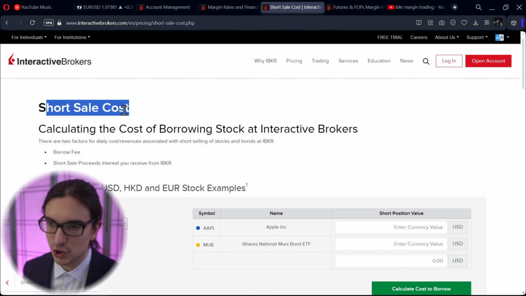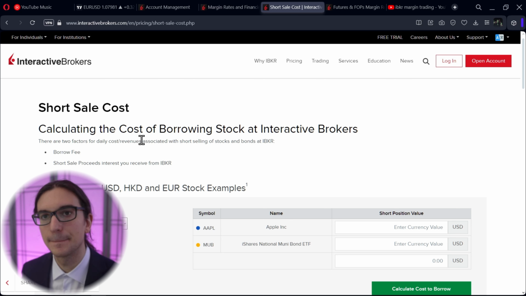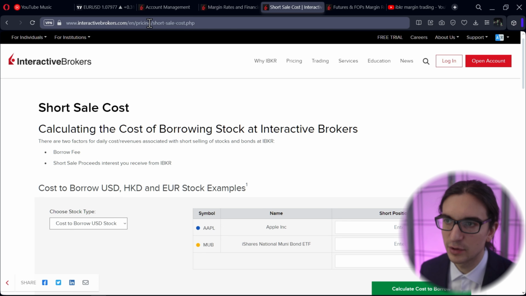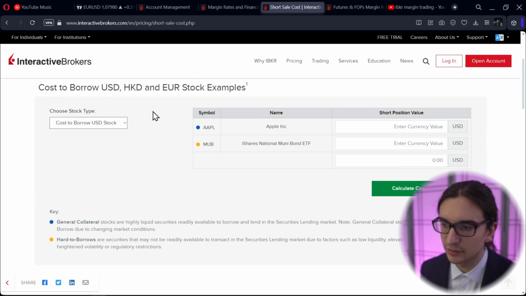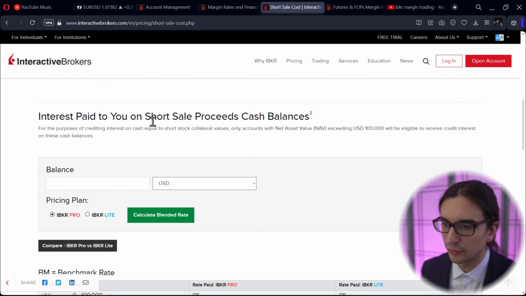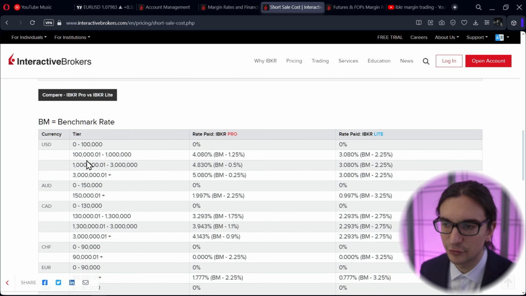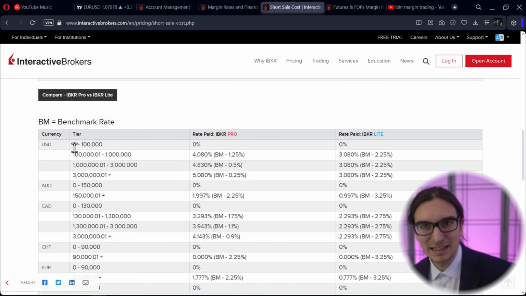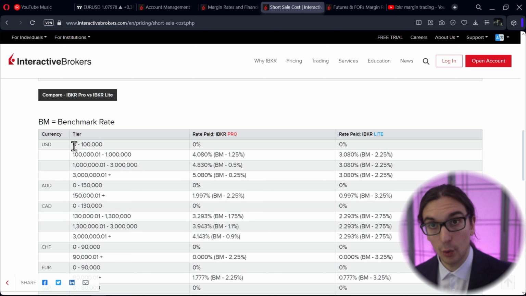However, when you're short the stock, you also get cash from it. And the cash that you get from the short position, you can actually accumulate some interest on that. So you go to this page at interactivebrokers.com, pricing/short-sale-cost, short sale cost, and then you scroll down and then you can basically see the interest rates. So these are the interest rates that explicitly apply to cash that you receive from shorting a stock.